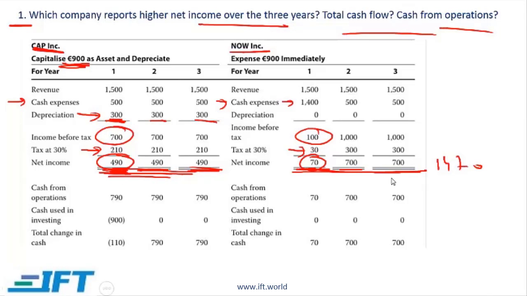Also notice that the income variability is higher over here because we are taking a big lumpy expense in the now scenario, whereas in the cap scenario, the expense is spread over a period of time. You can figure out the other numbers over here. They are fairly straightforward, and then I'll also make a separate video available on this.